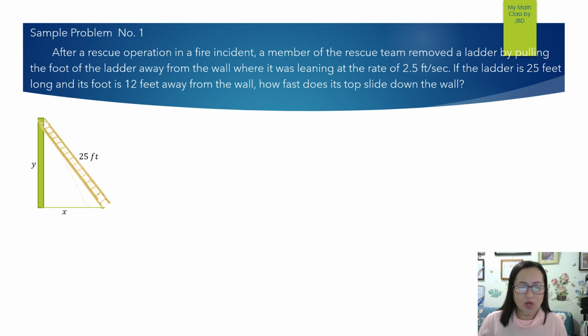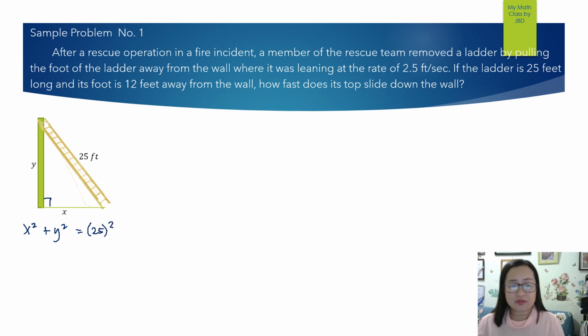To solve this problem, we have to illustrate first the given data. So let x be the distance of the foot of the ladder from the wall and y as the height of the wall, such that we can form an equation of x squared plus y squared equals the square of 25 feet. That is by applying the Pythagorean theorem.